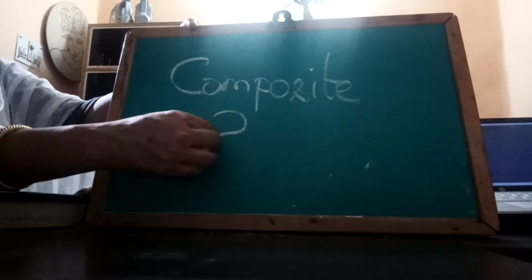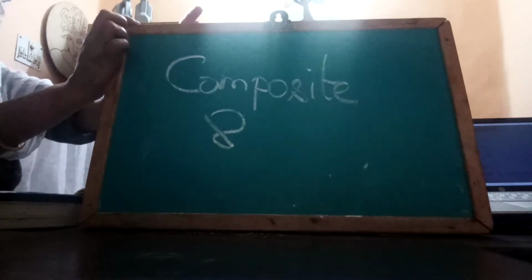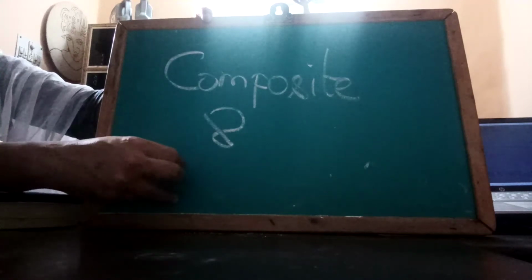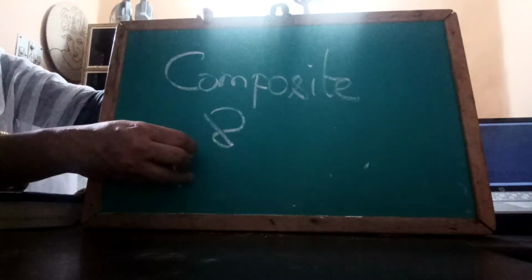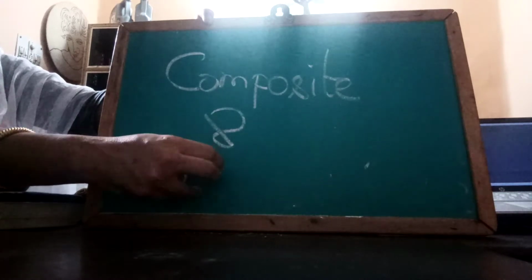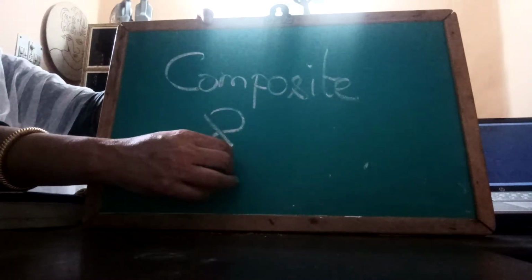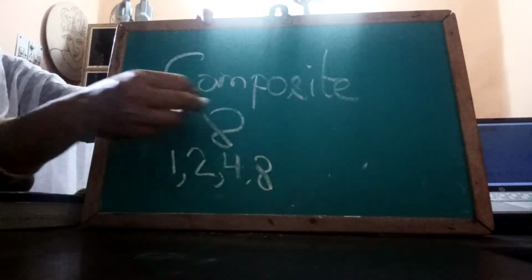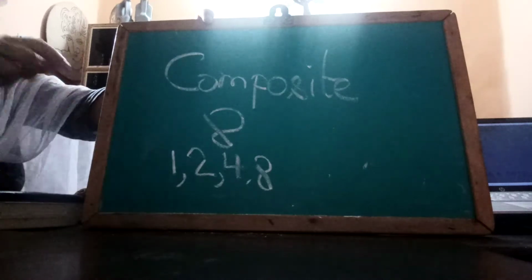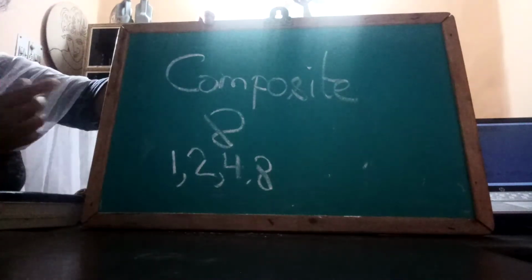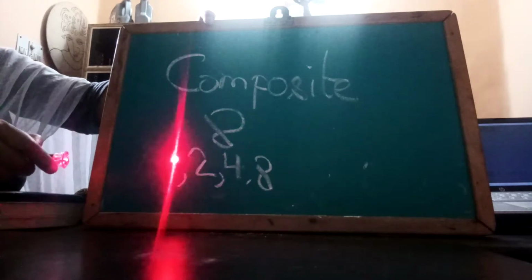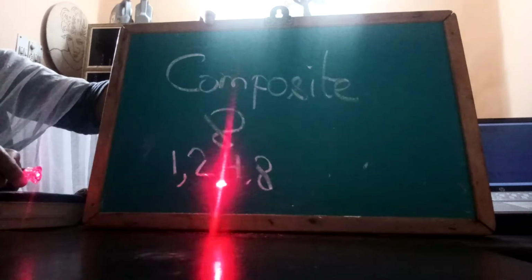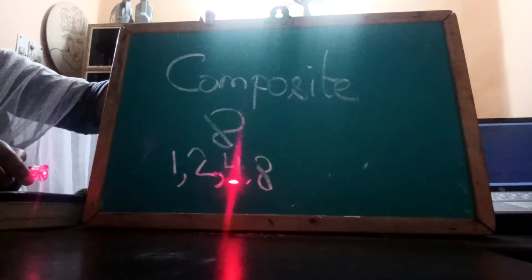Let me give you an example. For example, 8. Now 8 is divisible by 1, 2, 4 and 8. So it is divisible by 1 and itself. But there are other numbers also. They are 2 and 4.